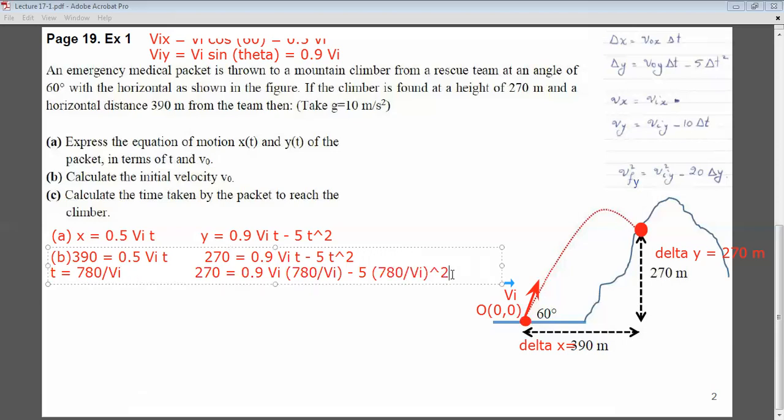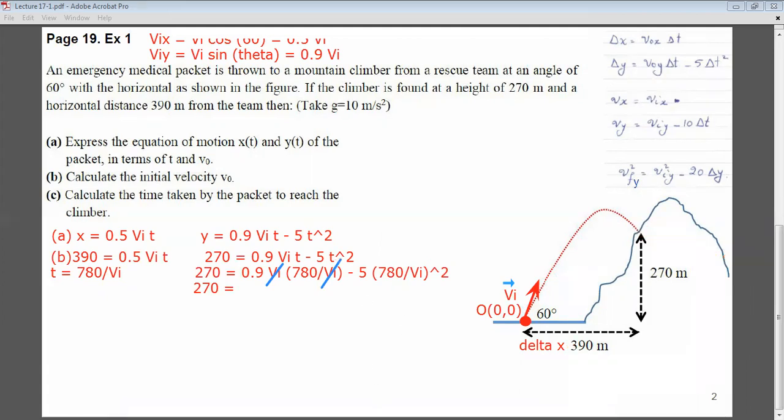Okay. So from the first equation, we cannot do anything anymore. But the second equation, I can solve it further. 270 equals, here I have 780 divided by vi, so this is t, right? So there is vi by vi. They cancel each other. Okay, and I have 0.9.